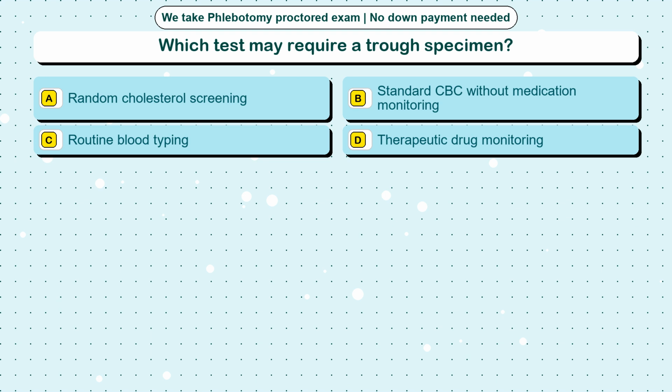Which test may require a trough specimen? Option A. Random cholesterol screening. Option B. Standard CBC without medication monitoring. Option C. Routine blood typing. Option D. Therapeutic drug monitoring.